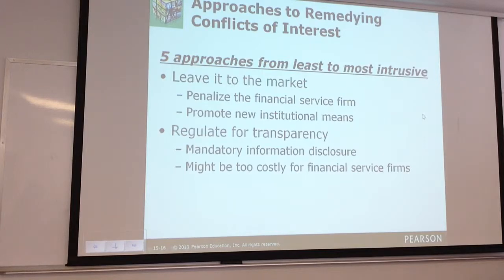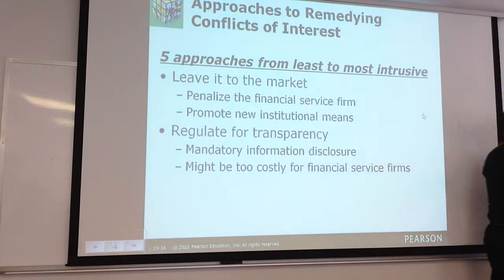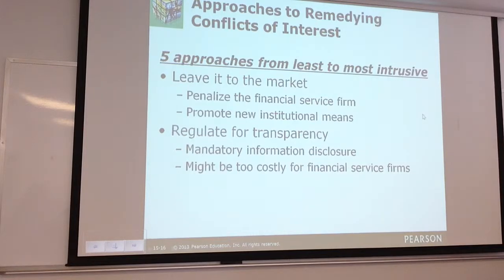Things here on how do we approach the market from the least to the most intrusive ways, just things that we've seen historically, and there's just kind of quick five bullet points there. Leave it to the market, have some penalties, but promote new institutional means, private institutional means of maybe self-policing, that sort of thing. Regulate for transparency.